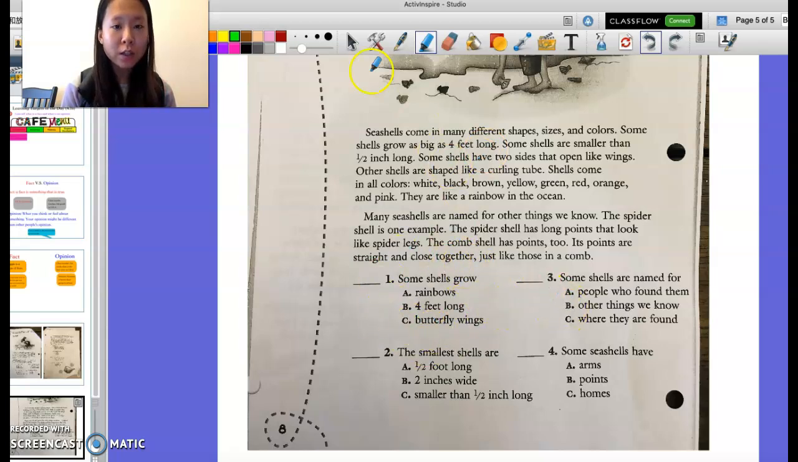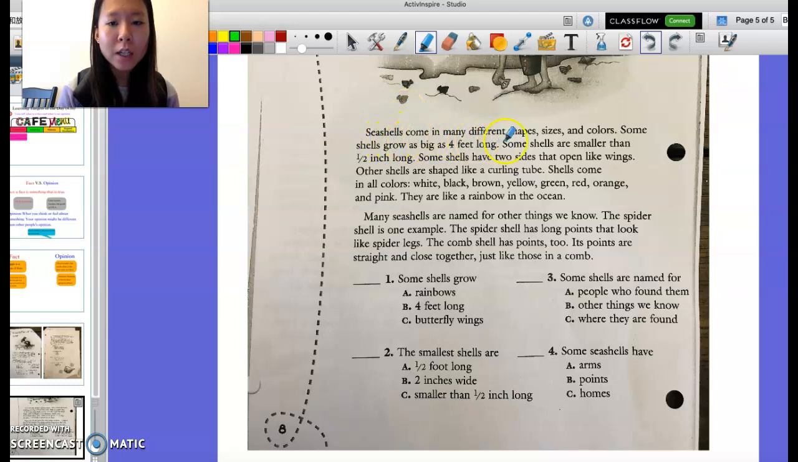I'm going to show you a quick example. So first, the first question, so let's see, I already read this article. Let's just say that, okay? And then first question is, some shells grow A, rainbows, B, 4 feet long, C, butterfly wings. I wonder which one is the right answer. I'm going to go back to the article. And I'm going to have my highlighter ready.